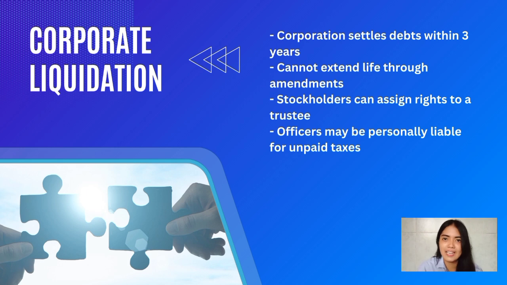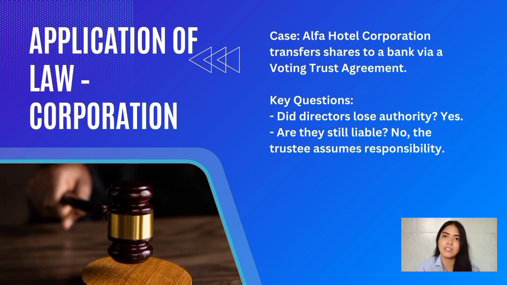Let's look at a case study. Alpha Hotel Corporation executed a voting trust agreement transferring shares to the Bank of the Philippines Incorporated due to a loan. According to the Corporation Code, a voting trust agreement removes ownership rights from the original stockholders. Did the board of directors lose their authority? Yes. Are they still liable to third parties? No. The trustee, Bank of the Philippines Incorporated, is now responsible.